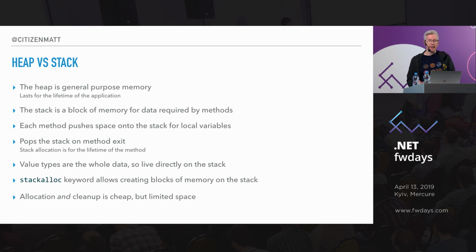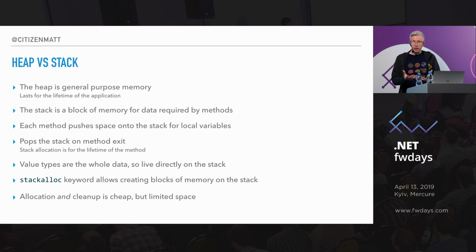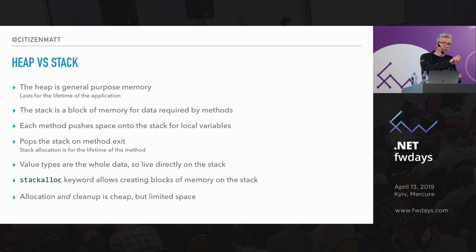The stack, however, is a block of memory which is purely for data required by methods. So when a method starts, it pushes some space onto the stack for local variables. It uses that data throughout the lifetime of the method, and when the method finishes, it pops the stack and cleans away all those allocations. Value types are the whole data itself, and so they can live directly on the stack. So when you put some space in there for the stack, all the data for that object lives in that stack.